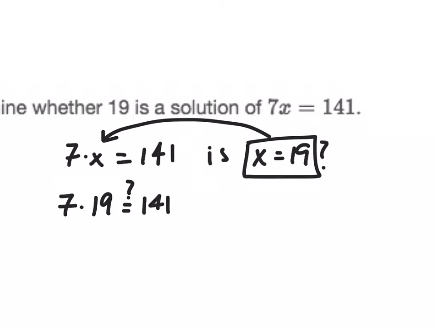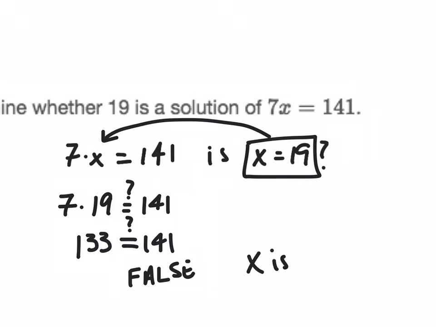Let's do that in the calculator. 7 times 19 is going to give me 133. Is 133 equal to 141? No, this is a false statement. These two things are not the same. 141 is not the same as 133. Because that's false, x is not 19. Or you could say that 19 is not a solution to that equation.